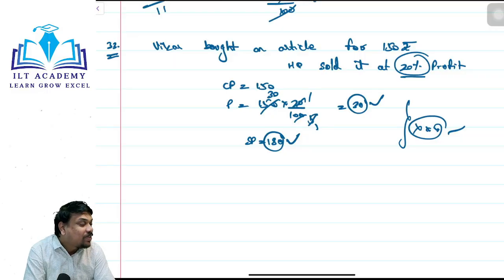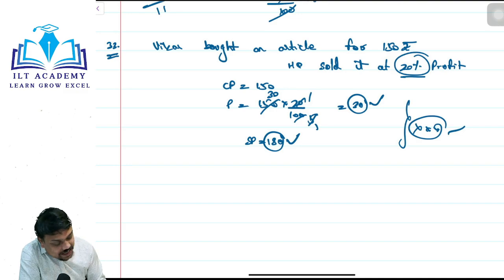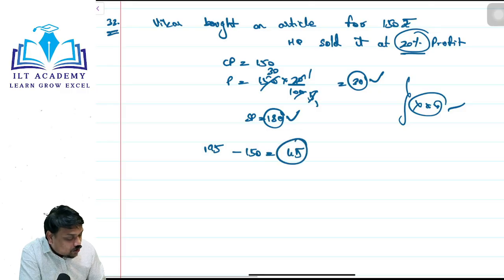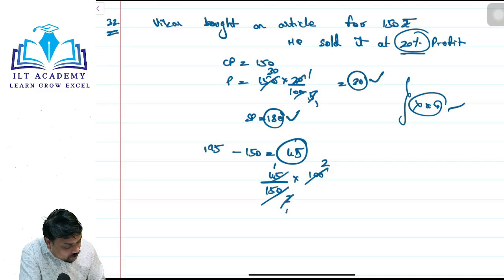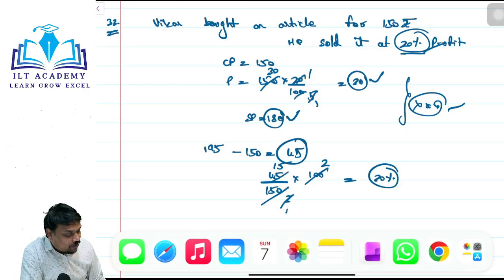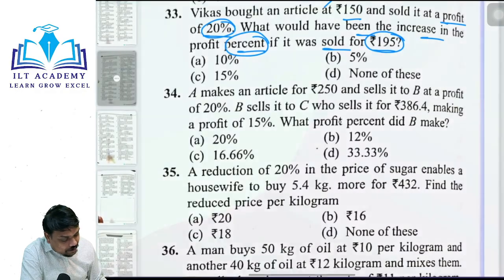Okay, our question is, he sold it at 195 rupees. Now when he sells it at 195 rupees, the cost is 150. So 195 minus 150 is 45. So 45 divided by 150 into 100, which is 30%. Earlier the percentage was 20%. Now the percentage is 30%, which is mentioned in the question. So the increase in the profit percentage is 10%.